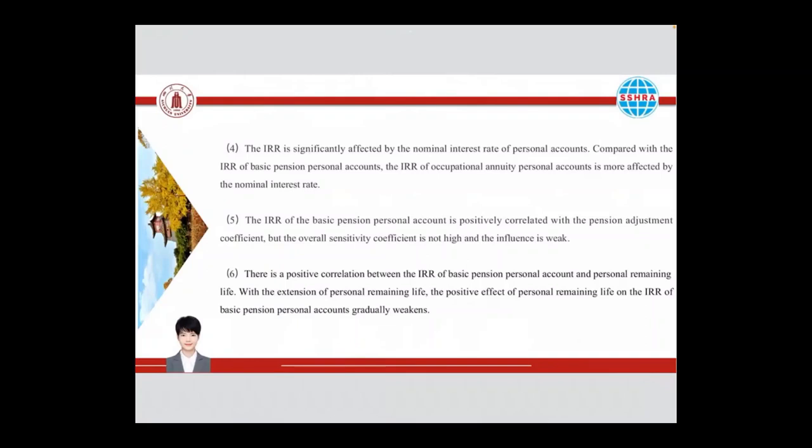Sixth, there is a positive correlation between the IRR of basic patient personal account and the personal remaining life. With the extension of personal remaining life, the positive effect of personal remaining life on the IRR of basic patient personal accounts gradually weakens.